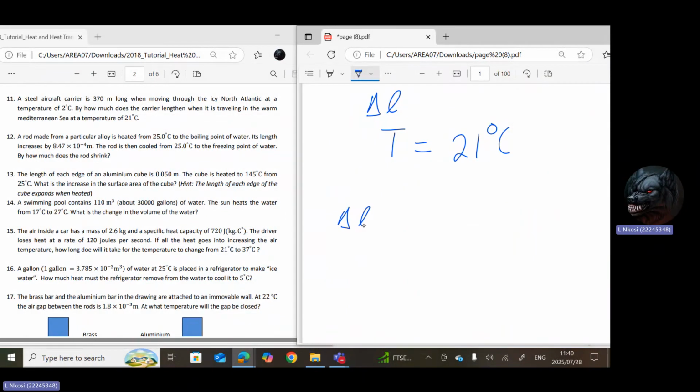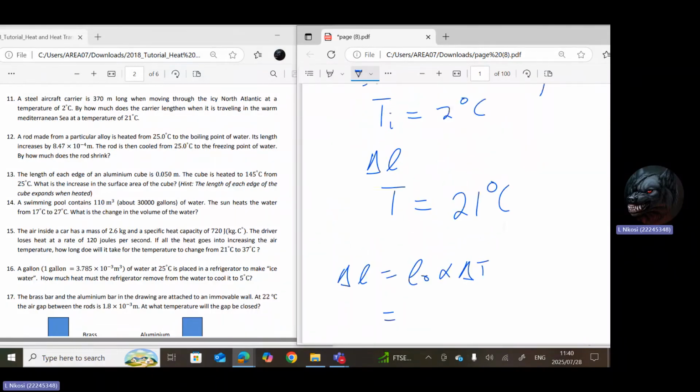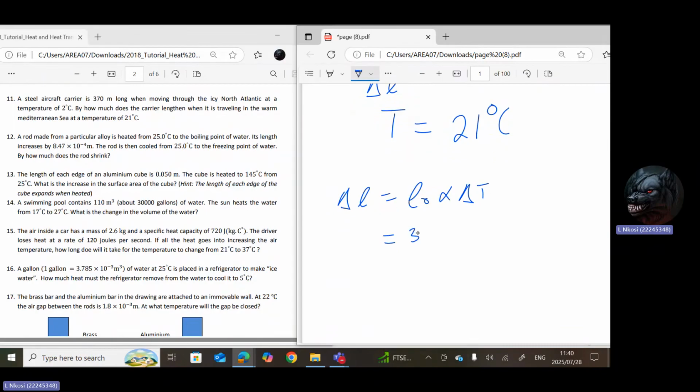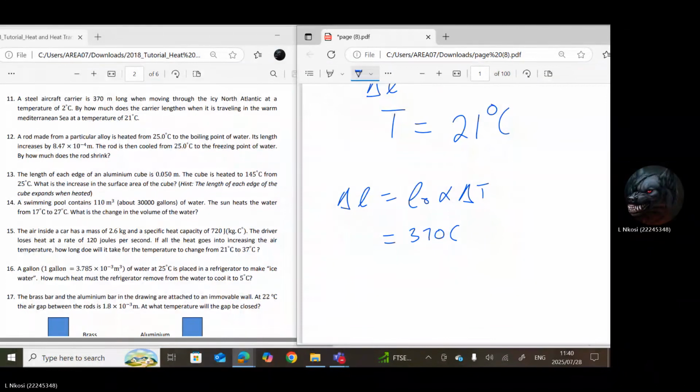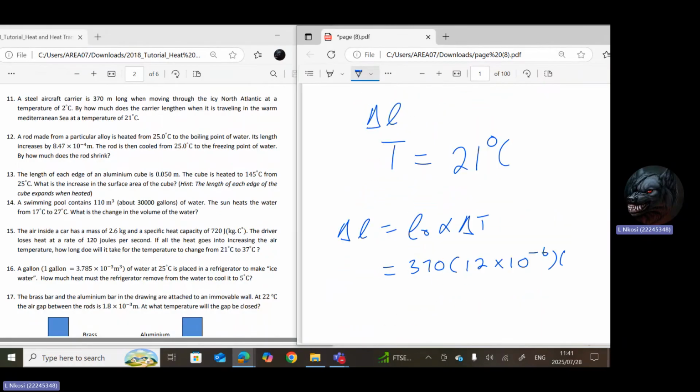So the change in length is equal to L0 alpha change in T. Our L0 is 370. Alpha is for steel, so let us see if we can find alpha for steel. Alpha for steel is 12 times 10 to the minus 6. And then the change in temperature is 21 minus 2.